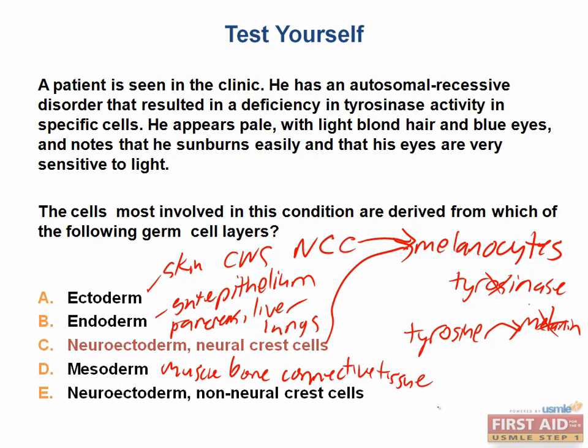And lastly, as I mentioned, the non-neural crest part of the neuroectoderm goes on to develop the brain and the spinal cord.